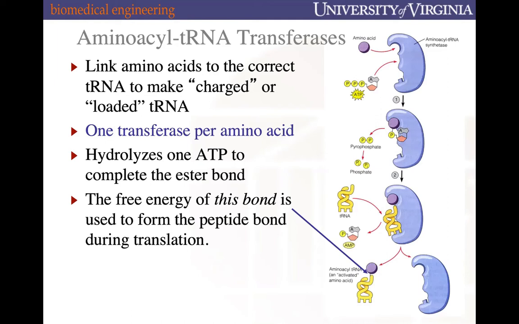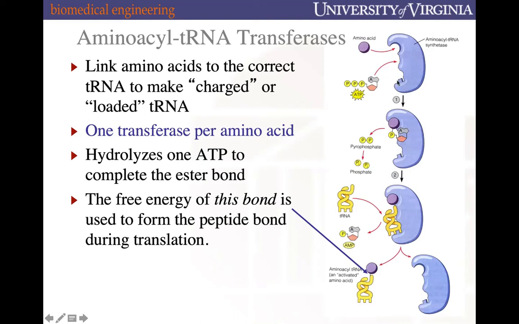And you get one species of this transferase for each amino acid. So we have 20 amino acids, we have 20 species or types of this transferase. And this requires energy. This requires an ATP molecule. So we have an amino acid binding domain, an ATP binding domain, and a tRNA binding domain.